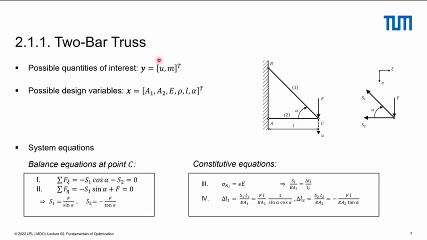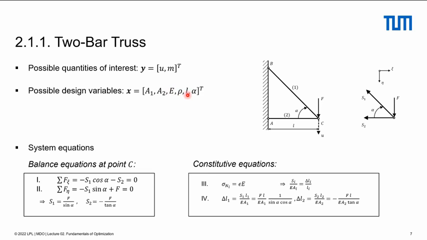So possible quantities of interest will be the deflection or the deformation in the vertical direction and the mass of that thing. And our design variables, those variables that we are in control of as designers, will be the cross-sectional areas of those 2 rods, A1 and A2. Young's modulus: actually, you could even say we're using 2 different materials, but now we're using only one material, say steel or aluminum. And for that material we have a corresponding density. So these are 2 design variables that we can modify by changing the material.